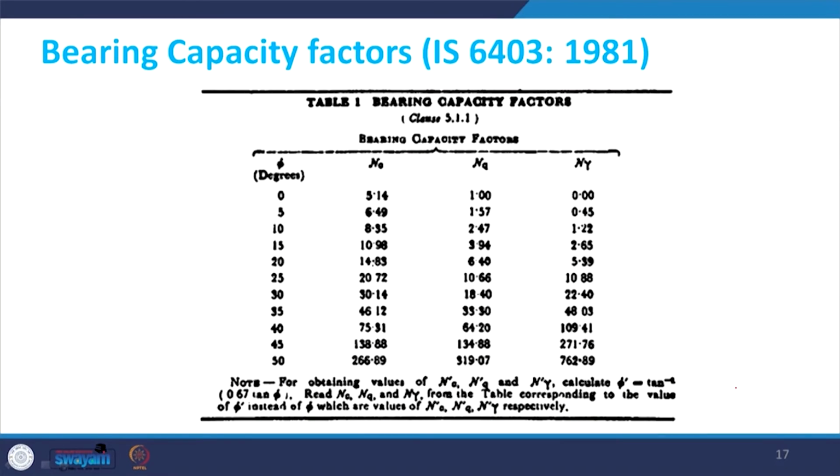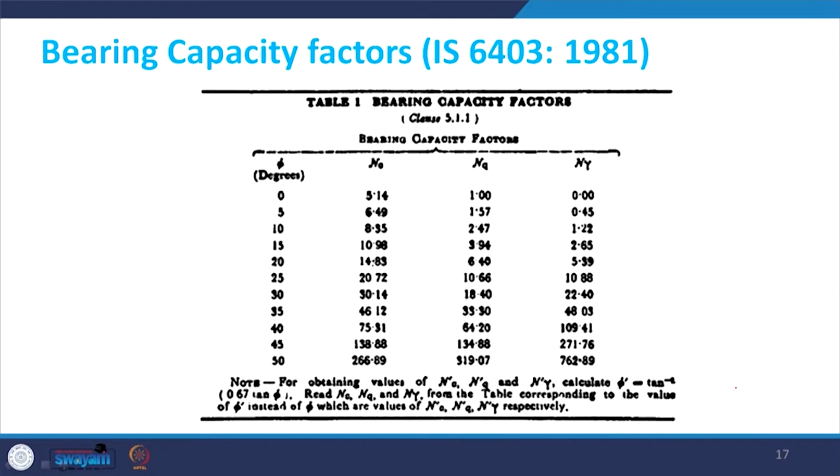Besides that, we do have shape factor, depth factor, inclination factor. Shape factor was also proposed by Terzaghi, because he gave the relation for circular and square footing also, but the other two factors, depth and inclination factors, were proposed for the first time by Meyerhof. Now, continuing with this, for bearing capacity factors, this is the table given by the IS code, and the values in this table are different from those given by Terzaghi.